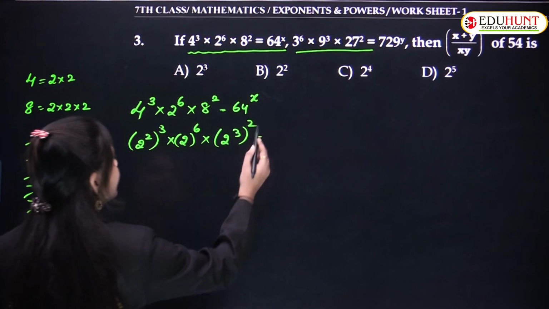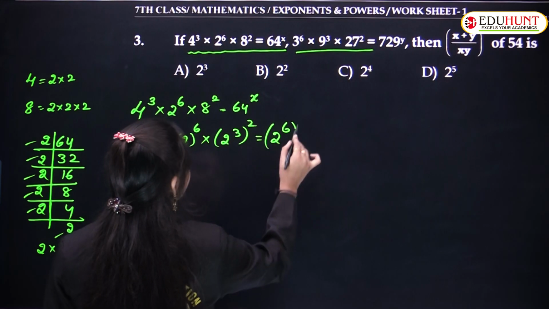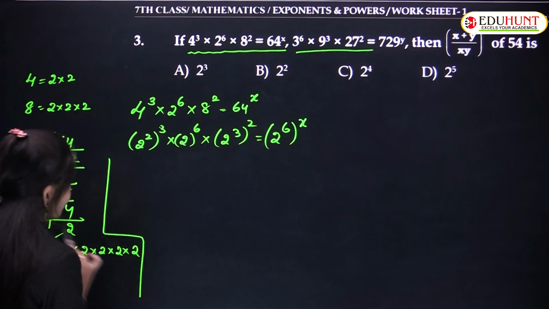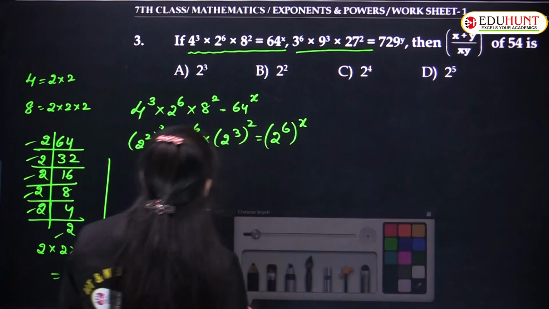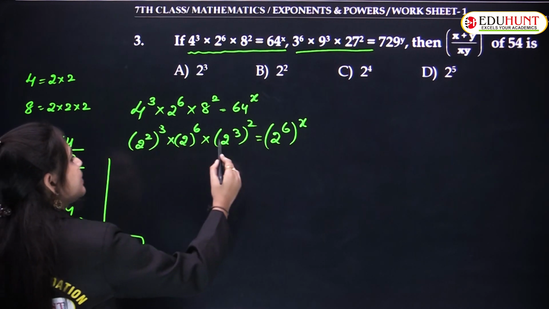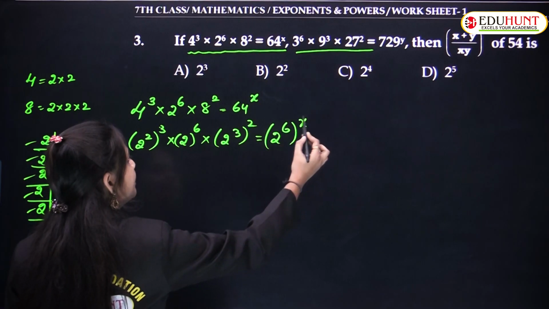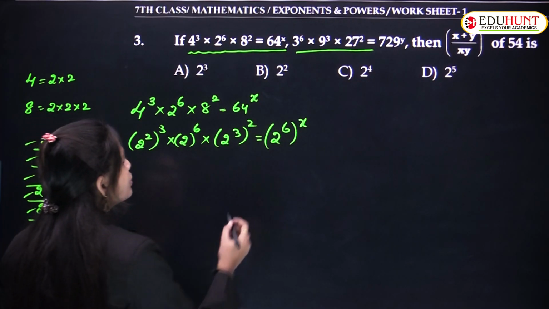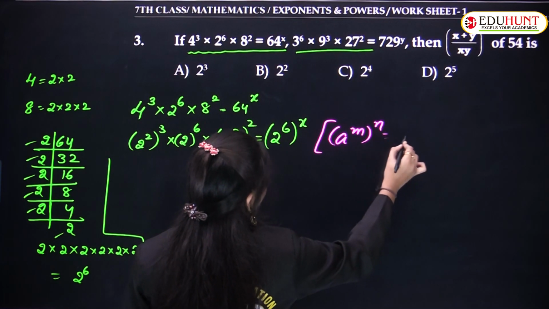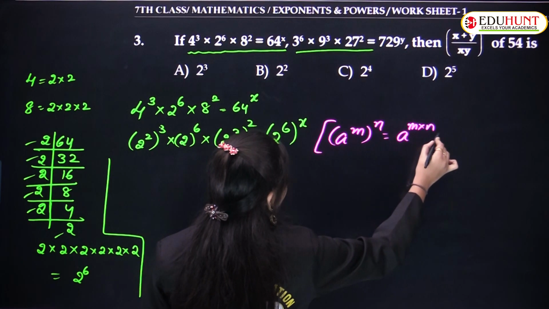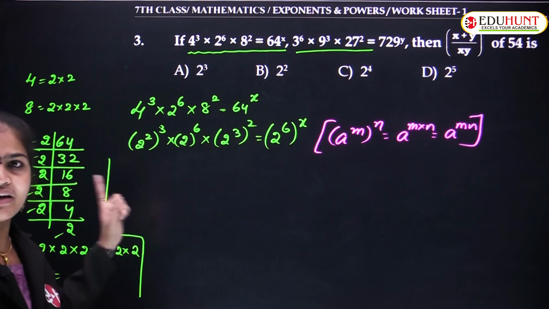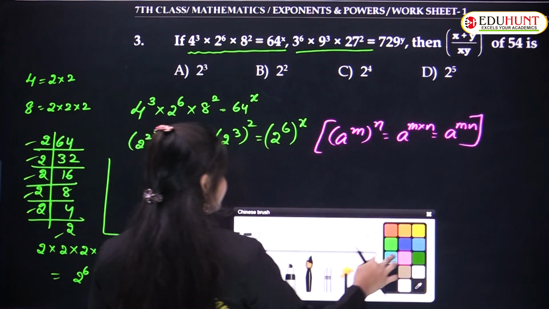Am I clear? So finally which is equals to 2 power 6 whole power x. Understand? See here, first one formula we have to apply. This is in the form of a power m whole power n, and this is a power m whole power n. Same formula only, no? So first apply a power m whole power n is equals to a power mn. Understand? So that formula we have to apply here. Okay. Now see.